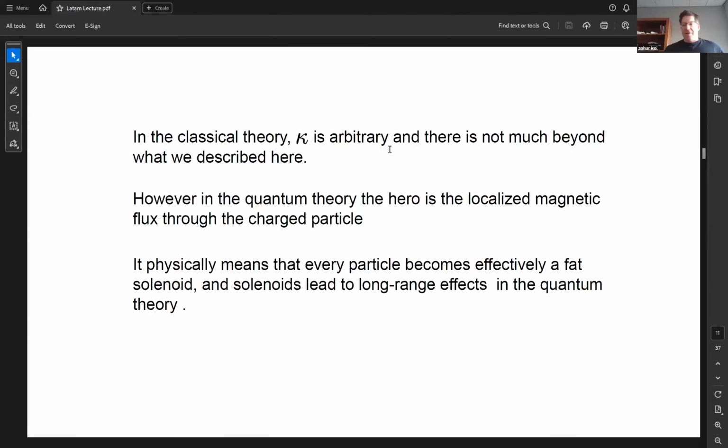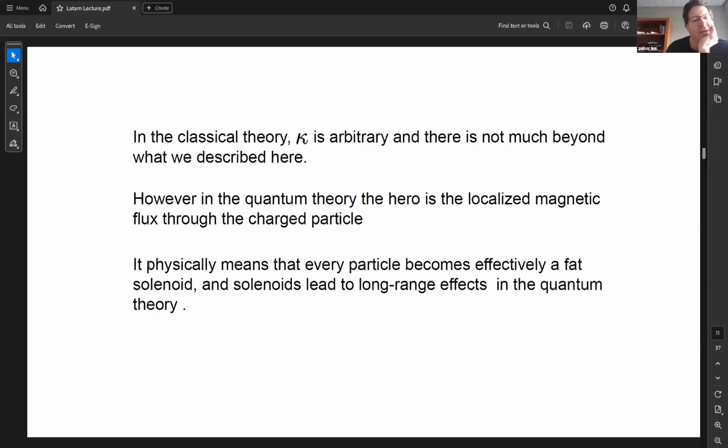Okay, in the classical theory, kappa could be any number. It could be even 1 over pi. And there is not much to say about what the allowed values of kappa are. However, in the quantum theory, this fact that these point charges produce a magnetic flux will become very important. That will be the hero of the story that we're going to talk about throughout the remainder of this lecture. It's about the quantum theory. And then the question of what the allowed values of kappa are and what it does will become essential.